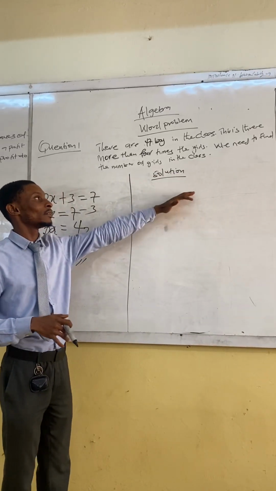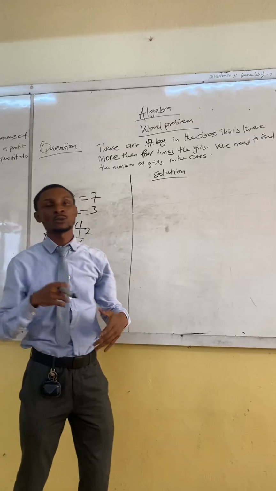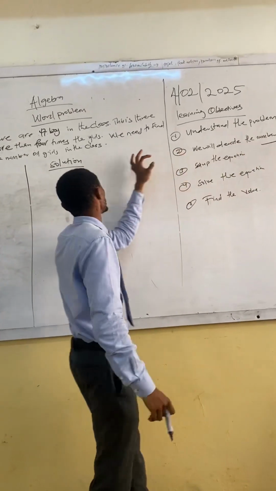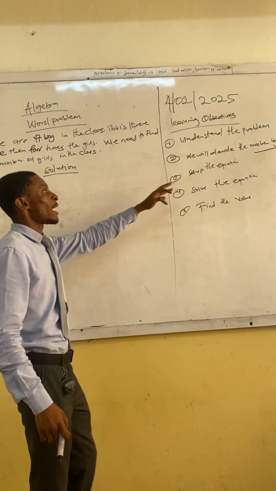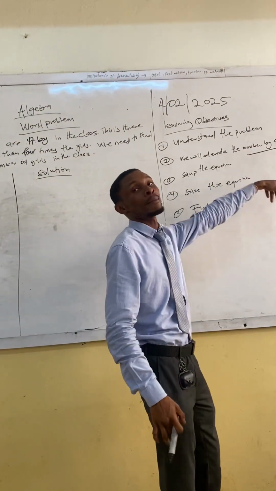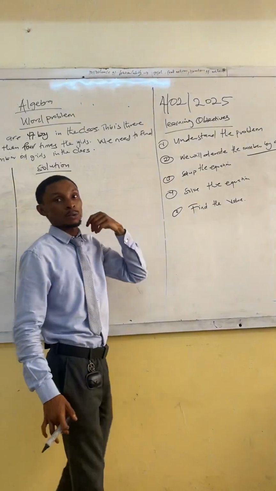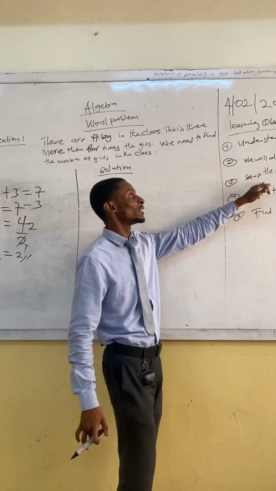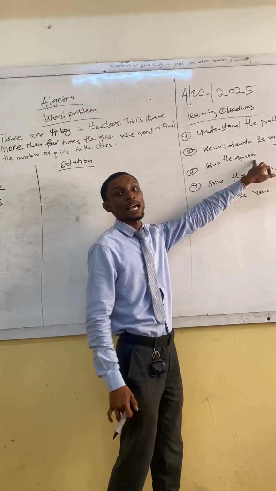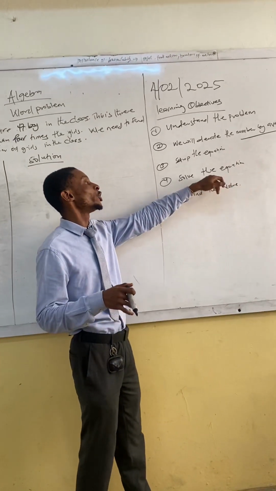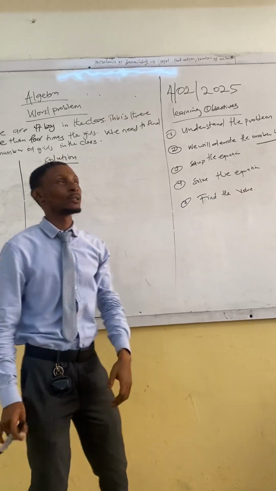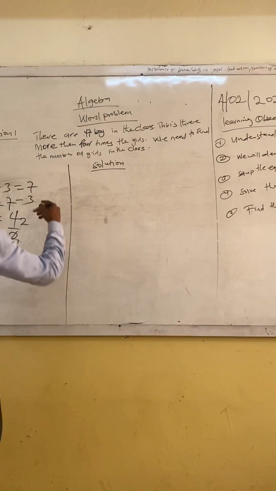That is the question. So our learning objective for today is that at the end of the day, we should be able to what? Understand the problem being given to us. And what? By what? By denoting the number by what? By a variable. And by doing that, we should be able to set up the equation. And after setting up the equation, we should be able to what? To solve the equation and what? And find the value.